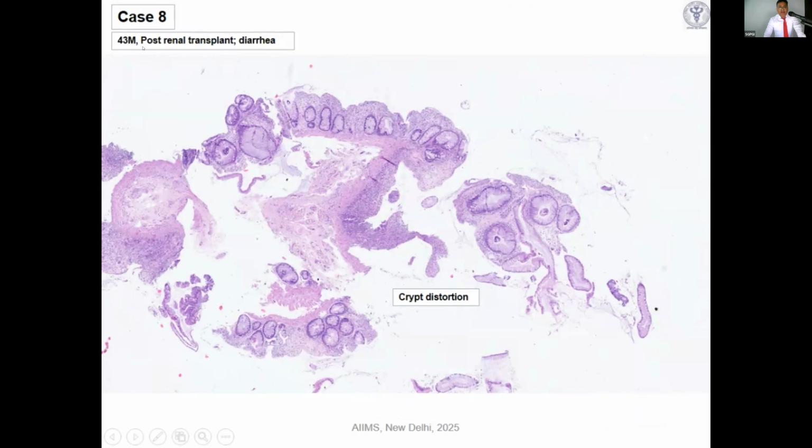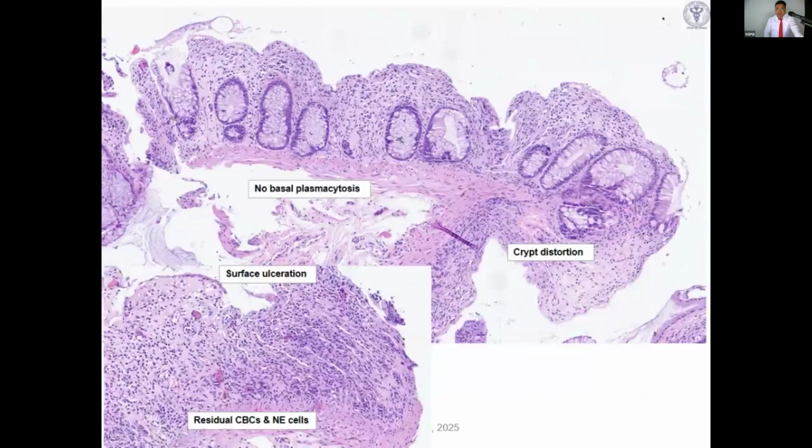This is the 43-year-old male post-renal transplant presented with diarrhea. What do you think? Colitis, chronic colitis? Looking like there is crypt distortion, but look at this area. Eosinophils are not there. Basal plasmacytosis is not there. Crypt distortion is there. Here, what we could identify, there is a patch of mucosa which is totally devoid of any crypts. But what are lying there? There is the crypt basal cells and the neuroendocrine cells.